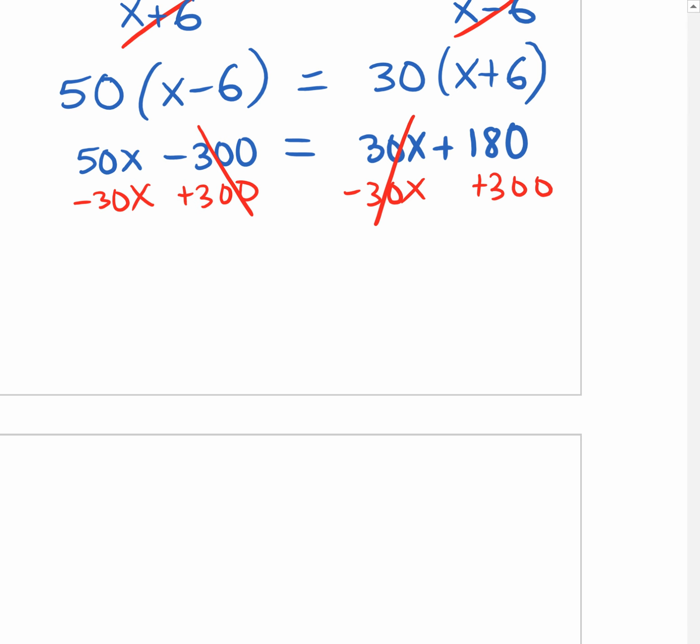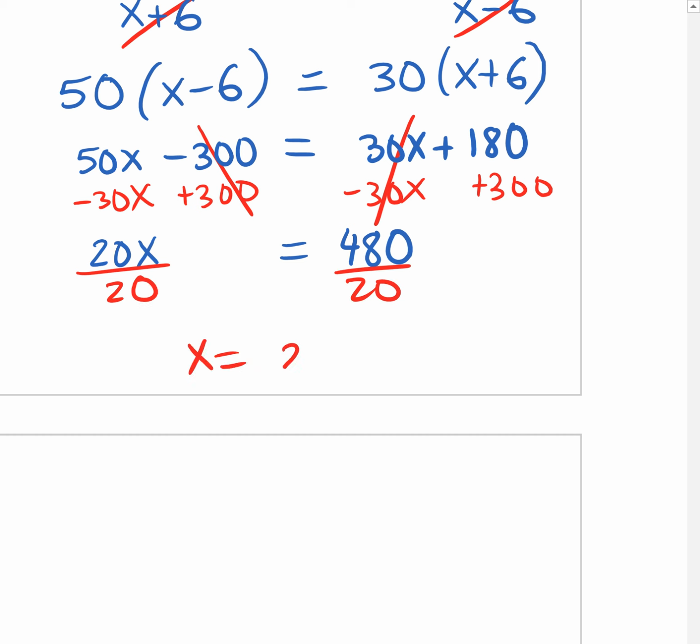So on the left we have 50x minus 30x, that makes 20x. The 300s are gone because we moved it. Equals 180 plus 300, which is 480. And then the last step would just be to get rid of that 20 by dividing by it. And that's it. x is, that would be 24? Yeah, 24. And I think in the problem we actually wrote it out.